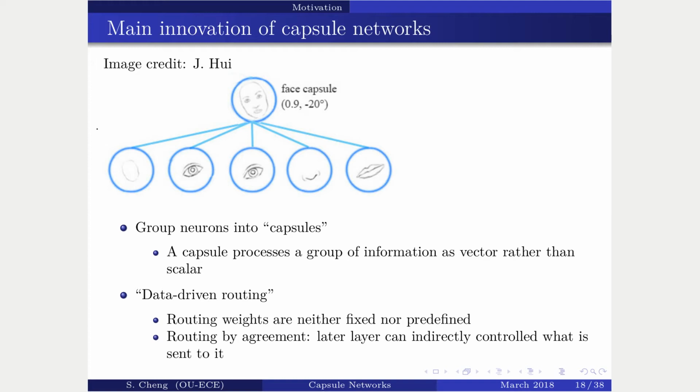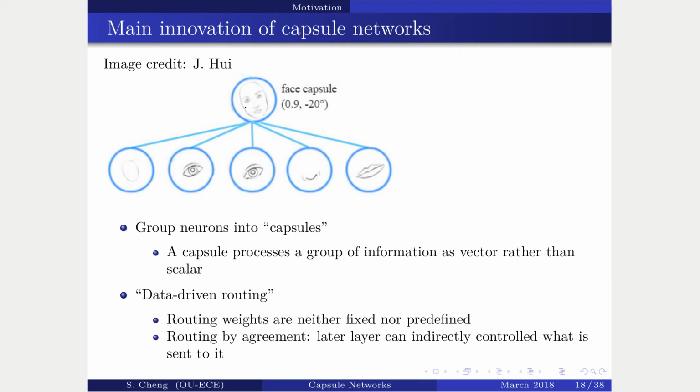I got an example from a blog by J. Quay. For example, in the lower layer we have child capsules detecting different components of a face: eyes, nose, mouth, and so on. Then this information is grouped together into a parent capsule that detects the whole face.